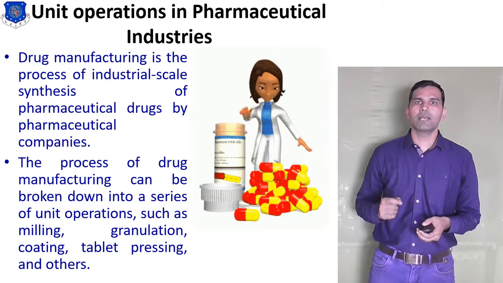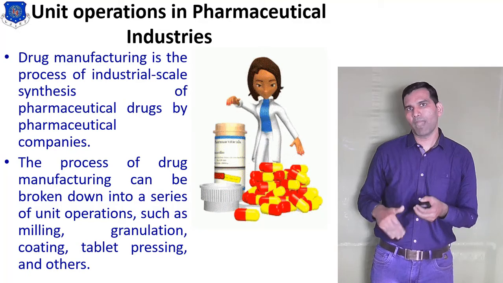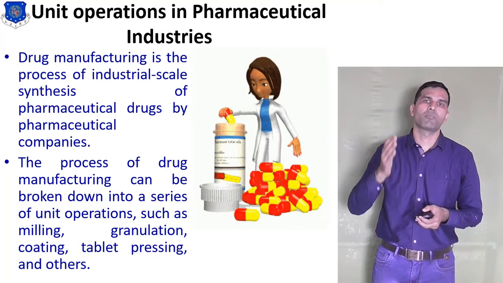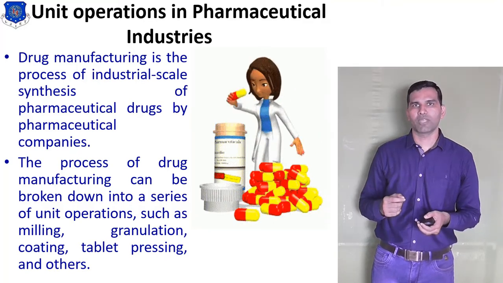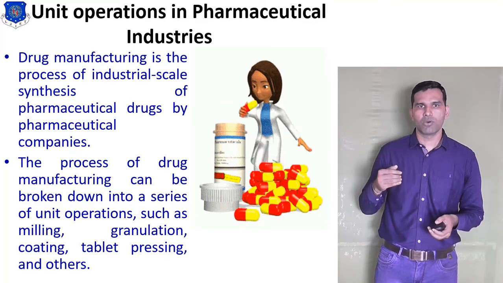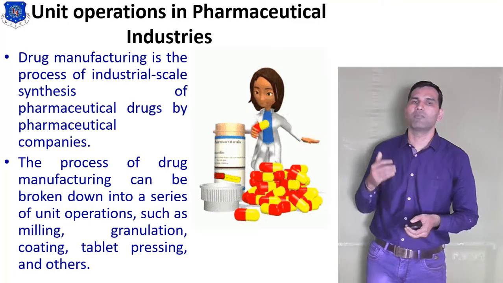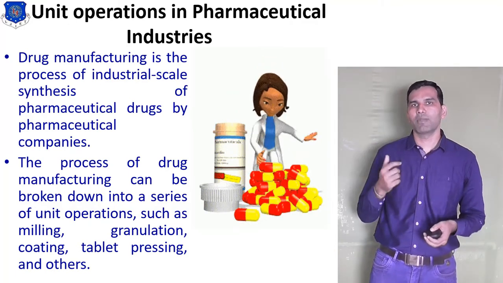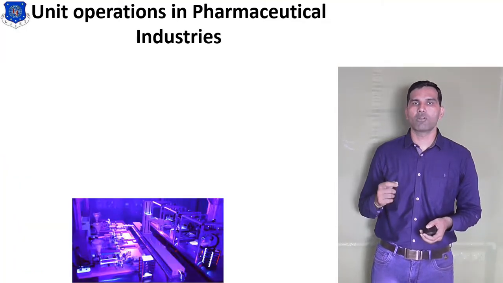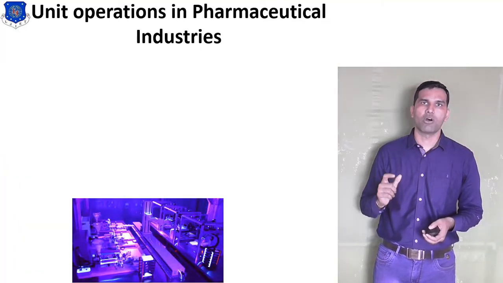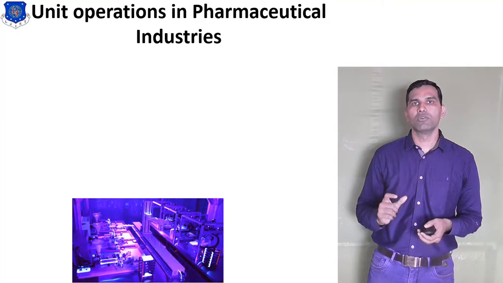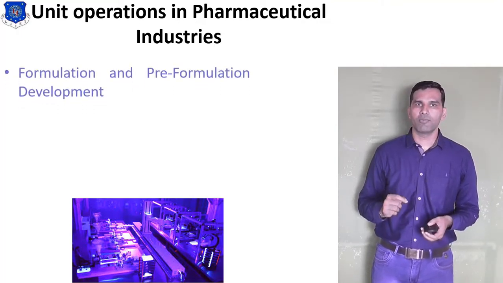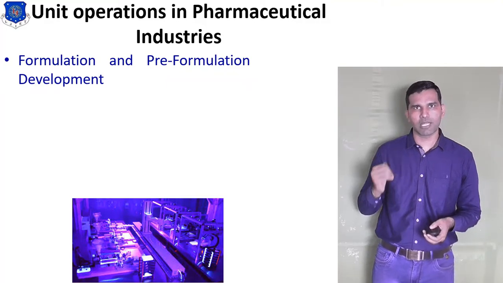So these are the processes of manufacturing a tablet, and we divide it into a number of parts according to the process. So which are they? Mainly the processes are milling, granulation, coating, tablet pressing and many others. We discuss the main processes or units that are used to manufacture a tablet. Here we discuss the step-by-step procedure.